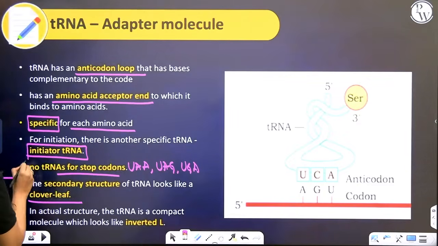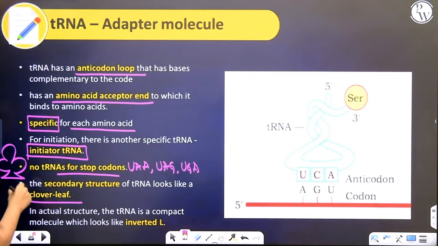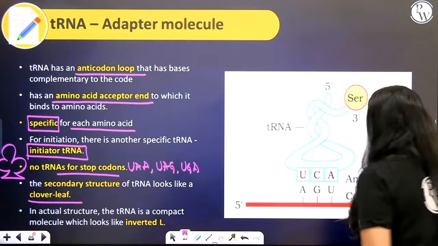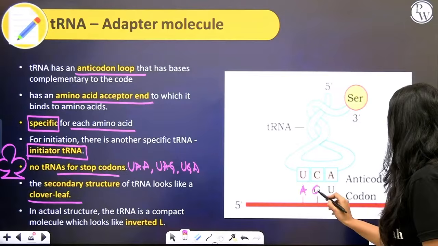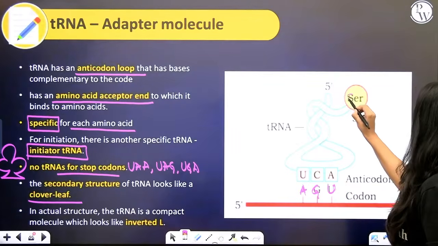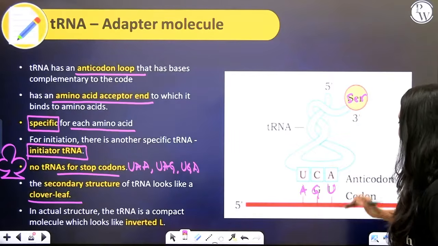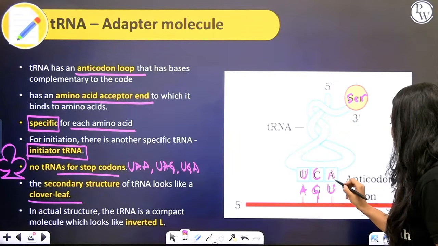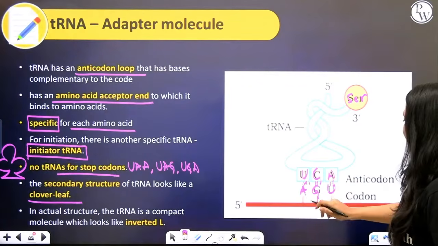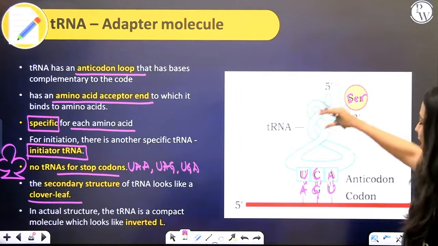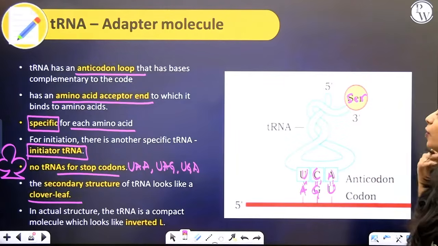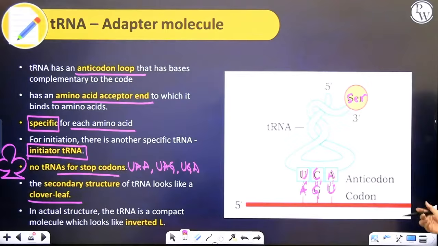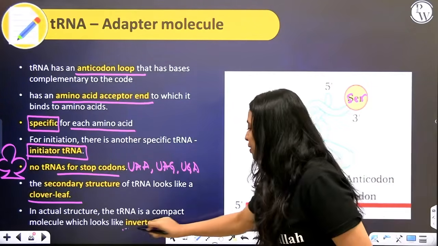You know what a clover leaf is, right? In a game of cards, you have this. This is called a clover leaf. So, in its two-dimensional structure, it looks like that. But in three-dimensional structure or tertiary structure, it looks like an inverted L. You can see how here the codon reads AGU. AGU codes for serine. So this tRNA will have an anticodon UCA complementary to this codon, and it will bring serine inside the ribosome for protein synthesis. Okay, so that's about the tRNA molecule. In its tertiary structure, it looks like an inverted L.